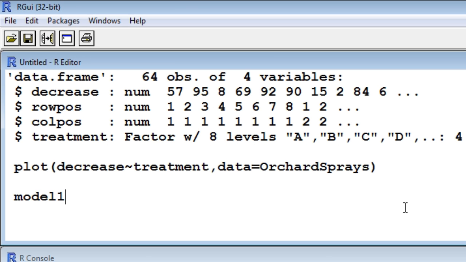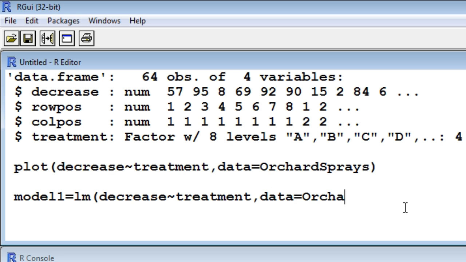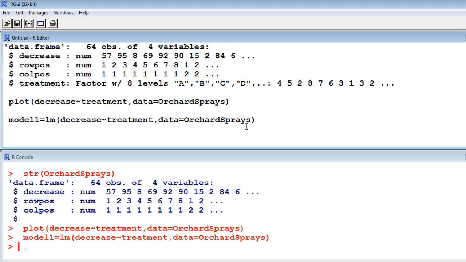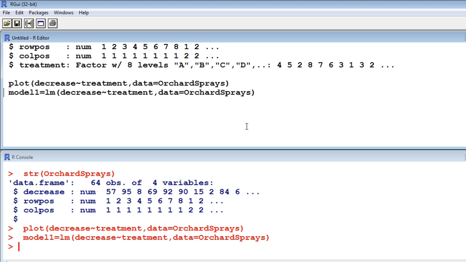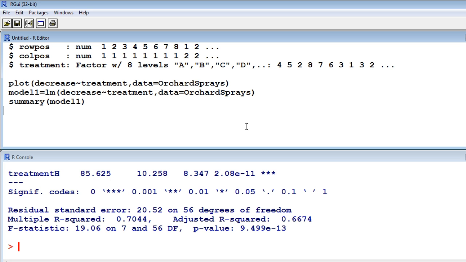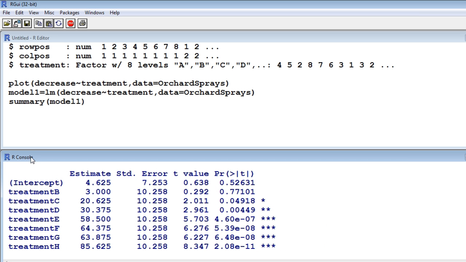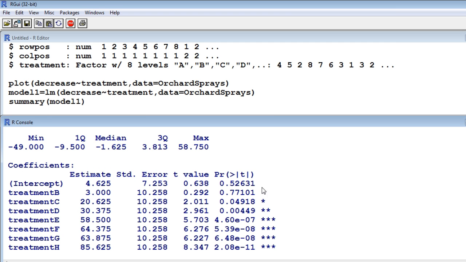So setting up model 1 as follows. For example, we use lm for a linear model, decrease as a function of treatment, and data equals OrchardSprays. And let's see what's happening here. If we say summary(model1), we get the following summary. I'm just copying, let's just look at these parts here.